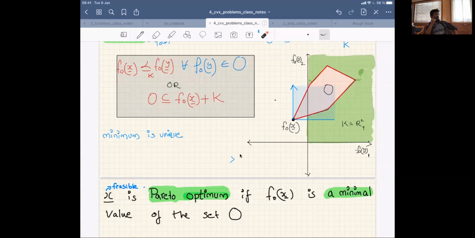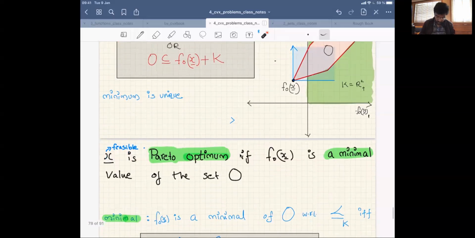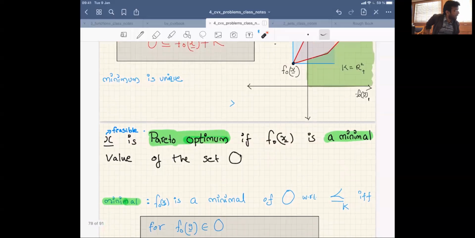R2 is a cone, but it's not a proper cone. To make a generalized inequality, the cone has to be a proper cone. But if x is a point, minus x is also a point in that set. That means the set is not pointed. So for a cone to be proper, it has to be pointed. Only then can you define an inequality in association with that cone. So we should not take R2 here, only R2 plus.